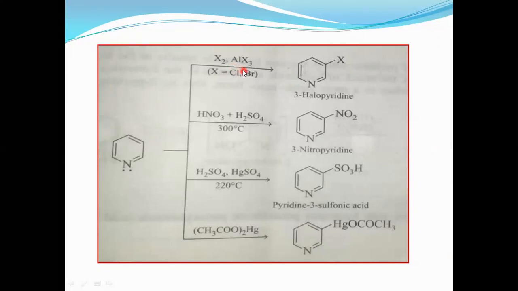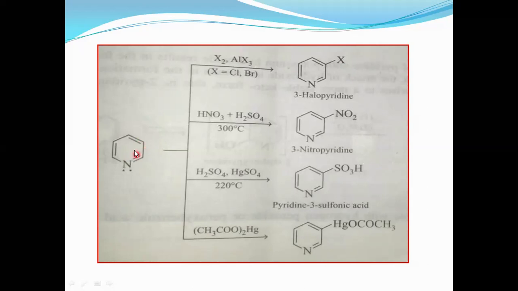First, halogenation, where chlorine or bromine reacts with aluminum chloride or aluminum bromide, and we can get 3-halopyridine, that is 3-chloro or 3-bromopyridine. And nitration, in the presence of a nitrating mixture at 300 degrees Celsius, gives 3-nitropyridine. And using HgSO4 and H2SO4, we can get pyridine-3-sulfonic acid. This is the sulfonation, and this is the mercuration reaction. These are the important electrophilic substitution reactions given by pyridine, because the pyridine ring is deactivated.